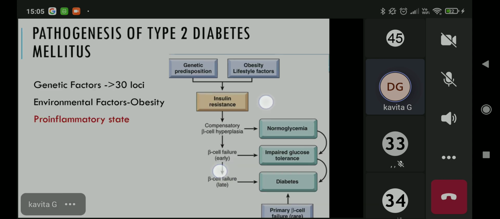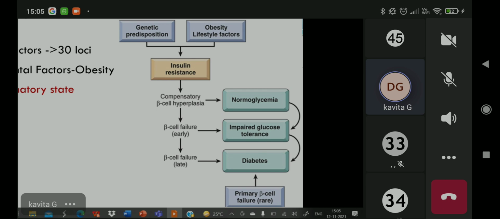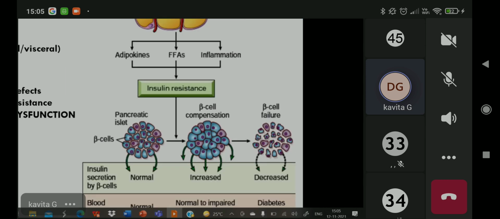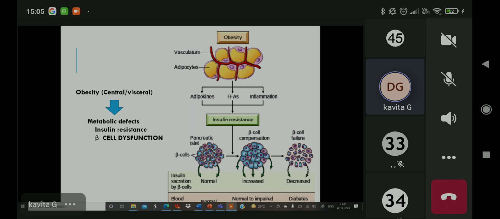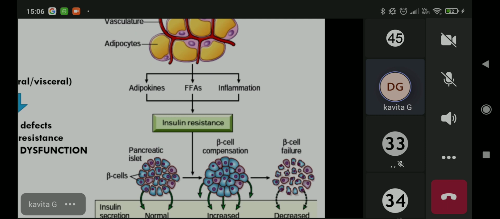So it is very important to note that type 2 diabetes mellitus is nothing but a pro-inflammatory stage. Now, how is that going to happen? Type 2 diabetes mellitus is happening in an obese patient. Obese patient is having more lipid cells, more adipocytes. Now, it is believed that adipocytes are actually a source of three things. One is adipokines, one is free fatty acids, and actually they promote inflammation.